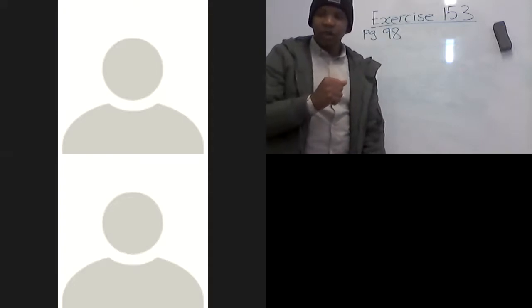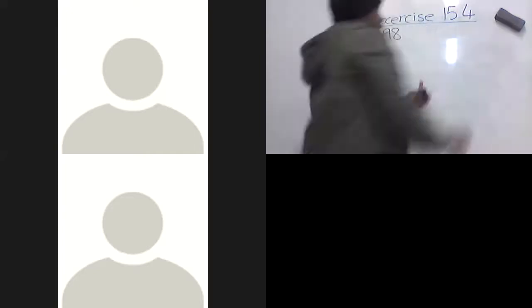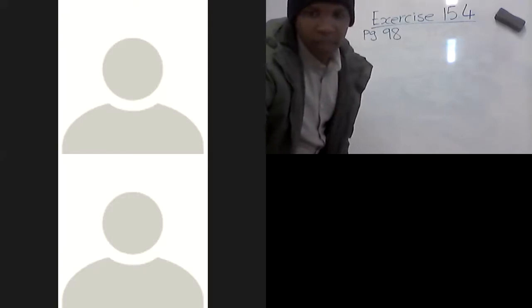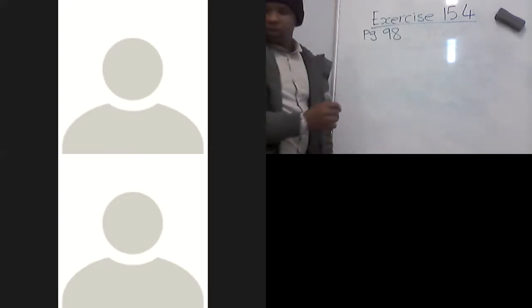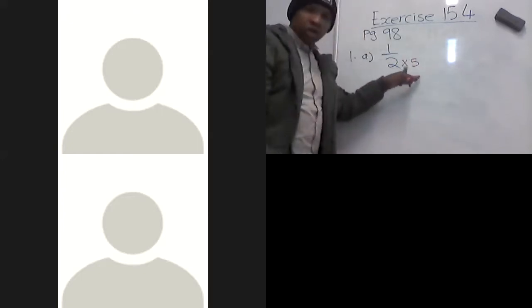So exercise 15.4, which is also on page 98. So I'll be doing 15.4 on page 98. So we have about 10 minutes there. We're converting these common fractions into decimals. 1a gives us 1 over 2. What can we do to convert 2 into a 10? We can multiply by 5. What we do to the denominator, you must do to the numerator. So we multiply by 5.